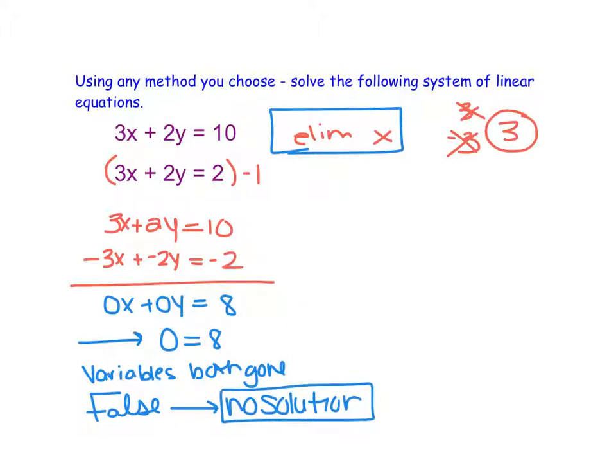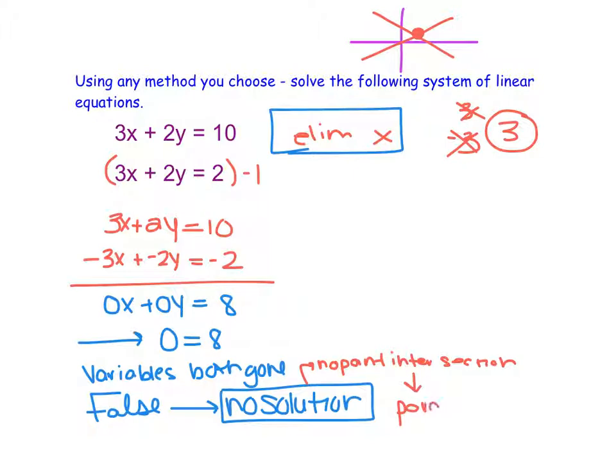Now, let's think about what's really happening here and what else we could check to really understand this. So remember, when we're solving a system of equations, we are solving to find where two lines intersect. So here I would have one line, here I would have another, and I'm finding this point. Now, if I have no solution, that means that I have no point of intersection. And if I think about that, I know of lines that have no point of intersection. Those are called parallel lines.